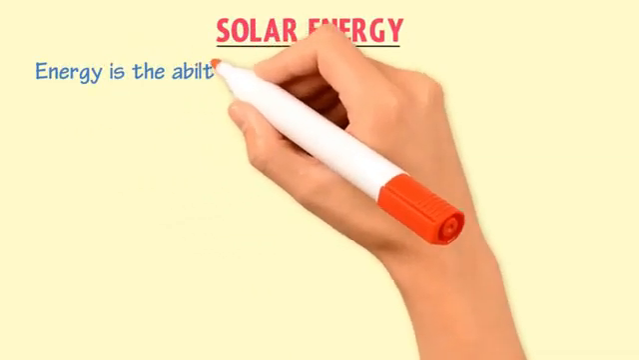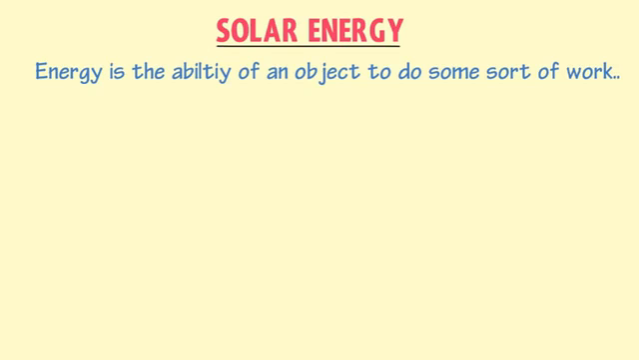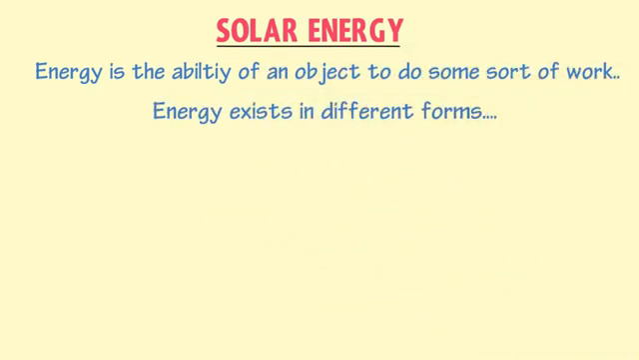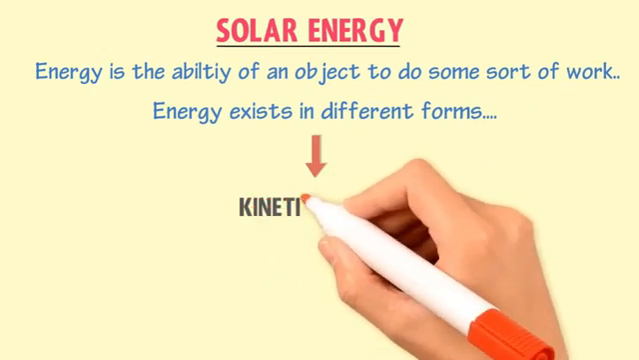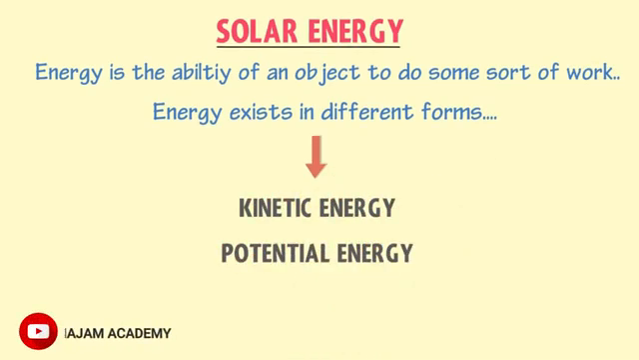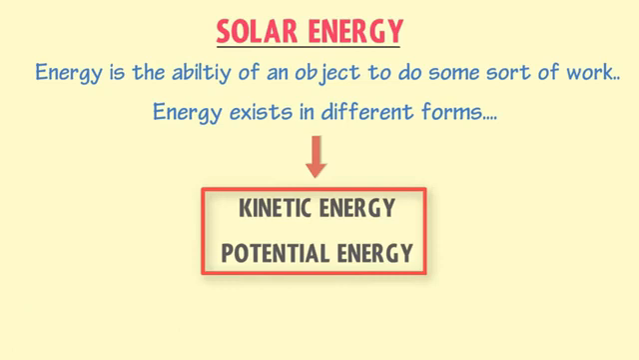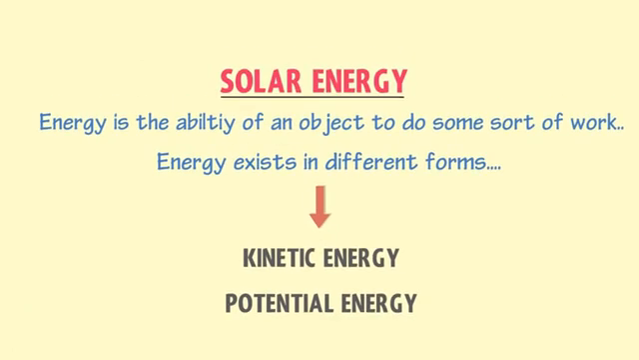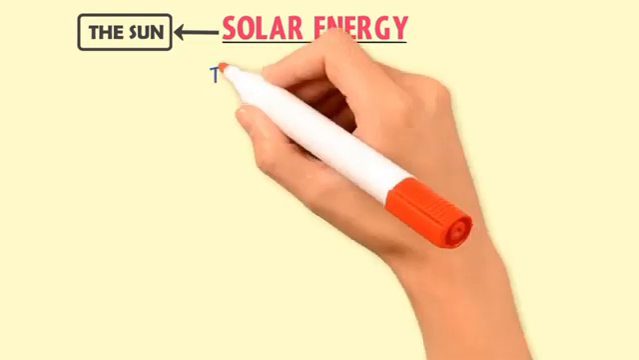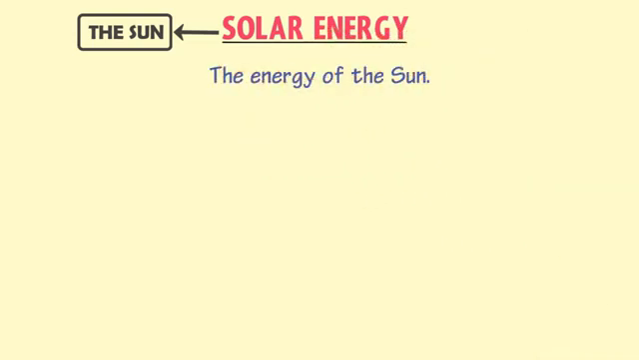Solar energy. We know that energy is the ability of an object to do some sort of work. Energy exists in different forms like kinetic energy and potential energy, which we have already discussed in our previous lectures. Now let me teach you about solar energy. As the word solar means the sun, hence solar energy means the energy of the sun.